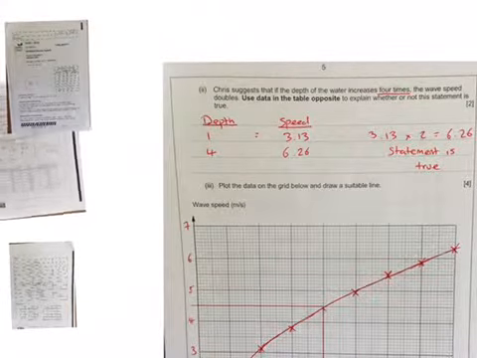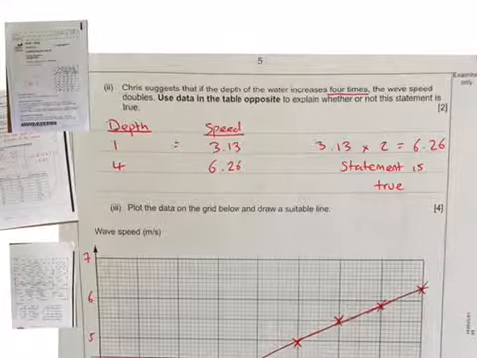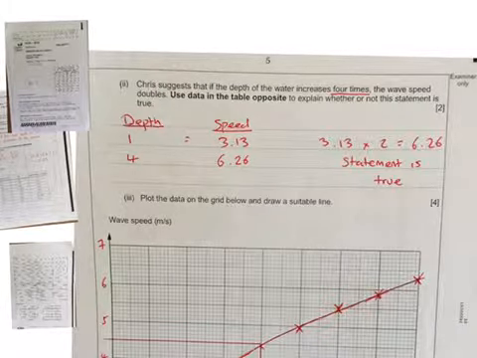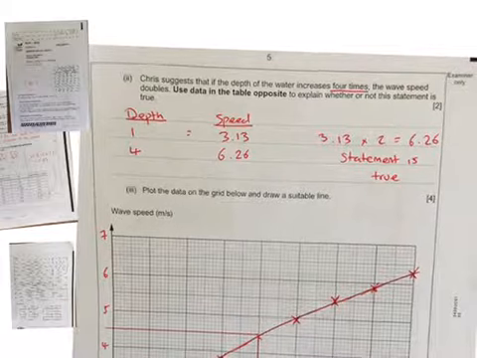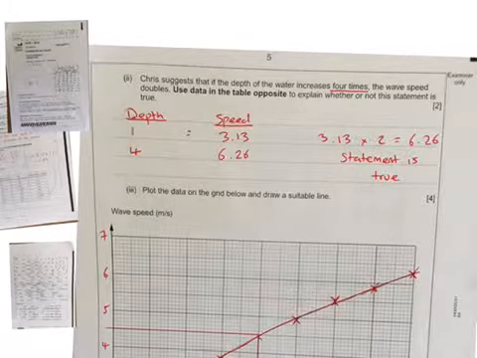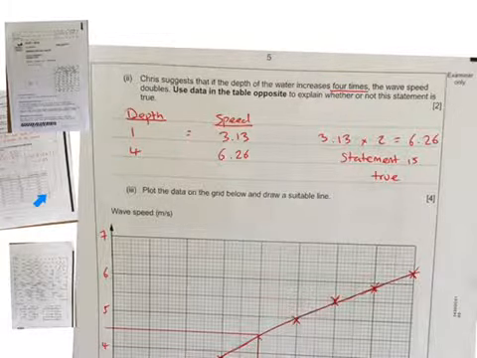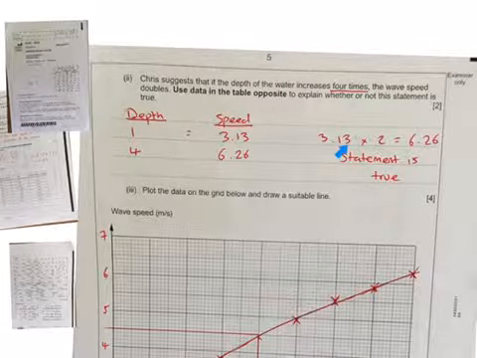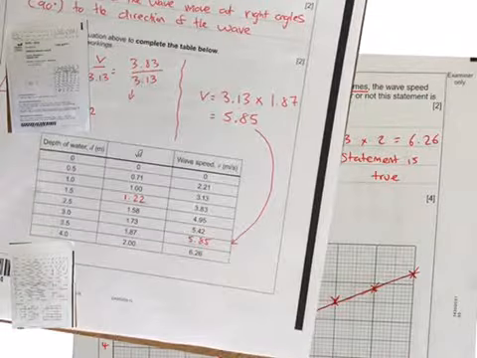The graph then, oh, hang on, we've got one more question. Chris suggests that if the depth of the water increases 4 times, the wave speed doubles. Use data in the table opposite to explain whether or not this statement is true. So if the depth is 1, the speed is 3.13. And when the depth increases 4 times to 4, I've got all this information from the table here, 6.26. So it is actually doubling, isn't it? 3.13 times 2.